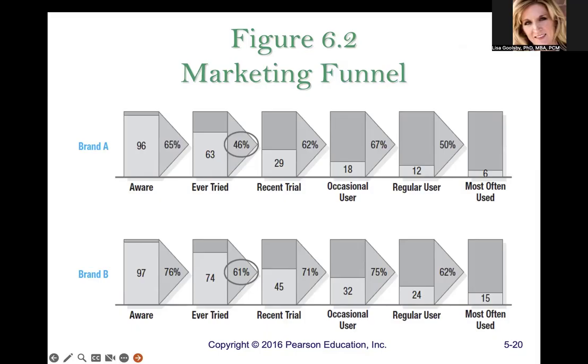So here you see brand A and brand B. Consumers have become aware. They may or may not have tried that product yet. They go through a recent trial of the product. They become an occasional user. They may stay at that occasional user stage. What you want to do, though, is get them to regular user and then using it most often. And so you can see it's different for different brands, maybe in the same category of product, but a different brand, how those consumers go down through that marketing funnel.